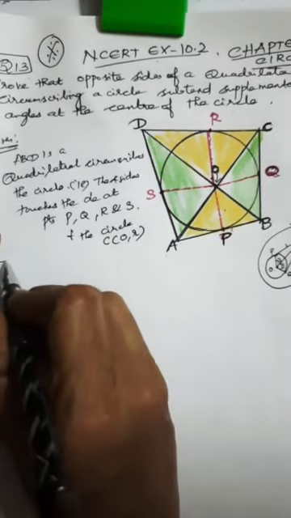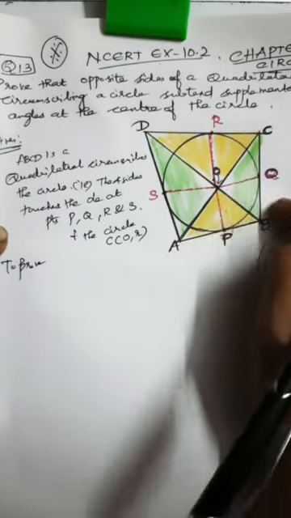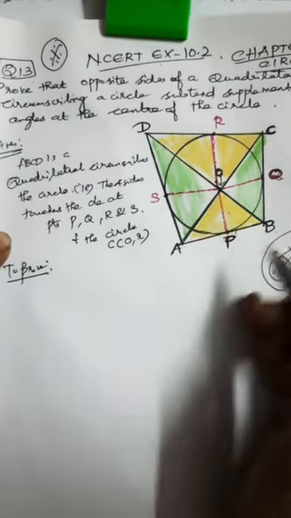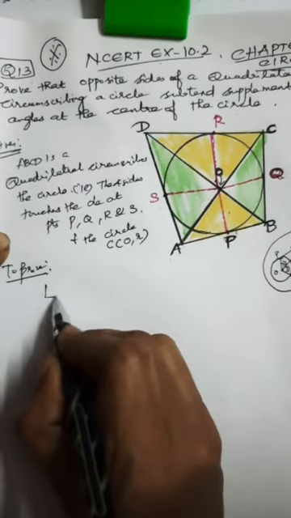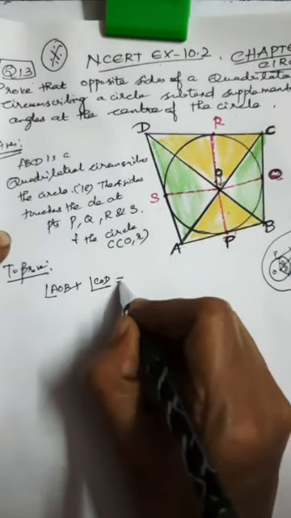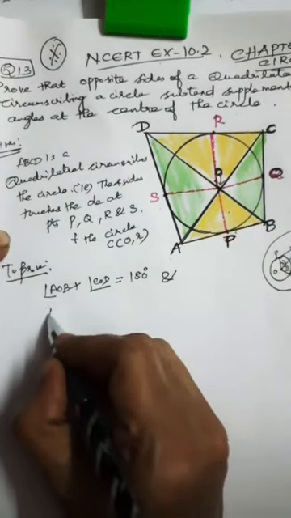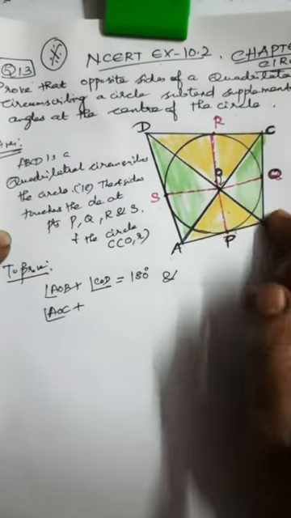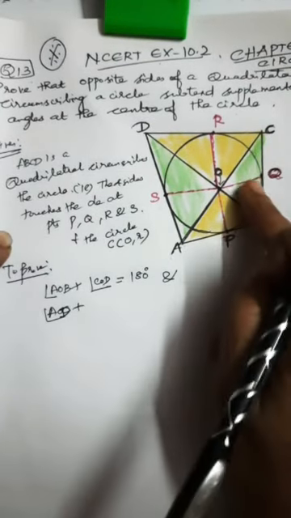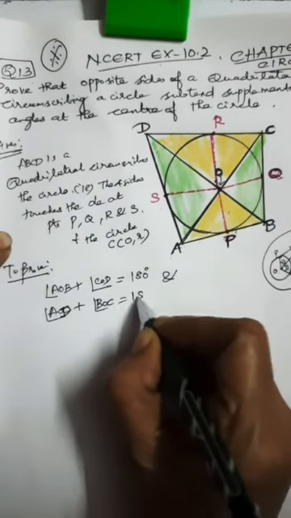Now, what we have to prove? We have to prove the opposite sides subtend supplementary angles at the center of the circle. So symbolically we can write angle AOB plus angle COD equal to 180 degrees, and angle AOD and angle BOC, I have shown with green color, that is, BOC equal to 180 degrees.